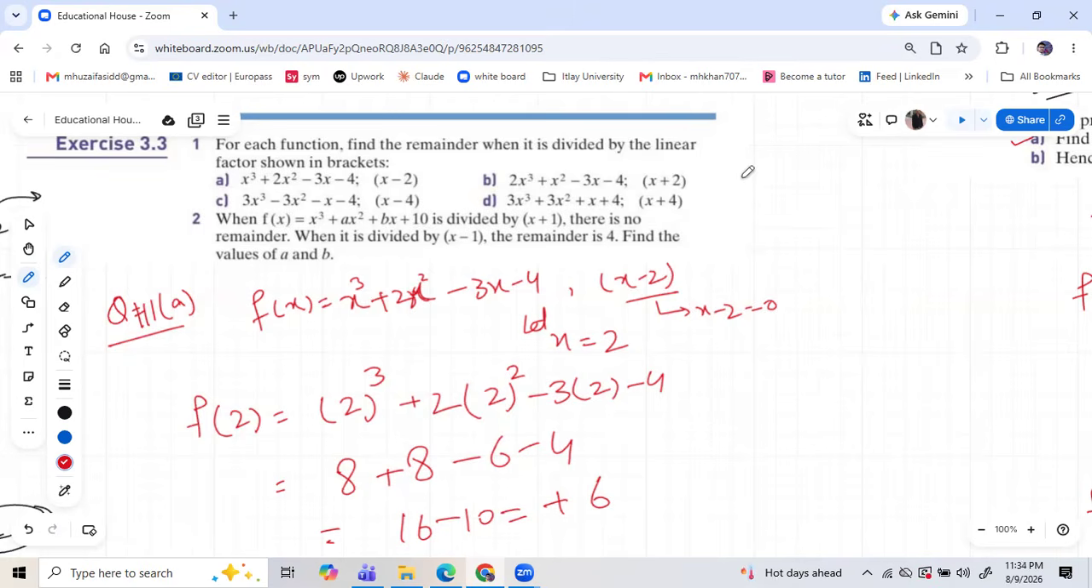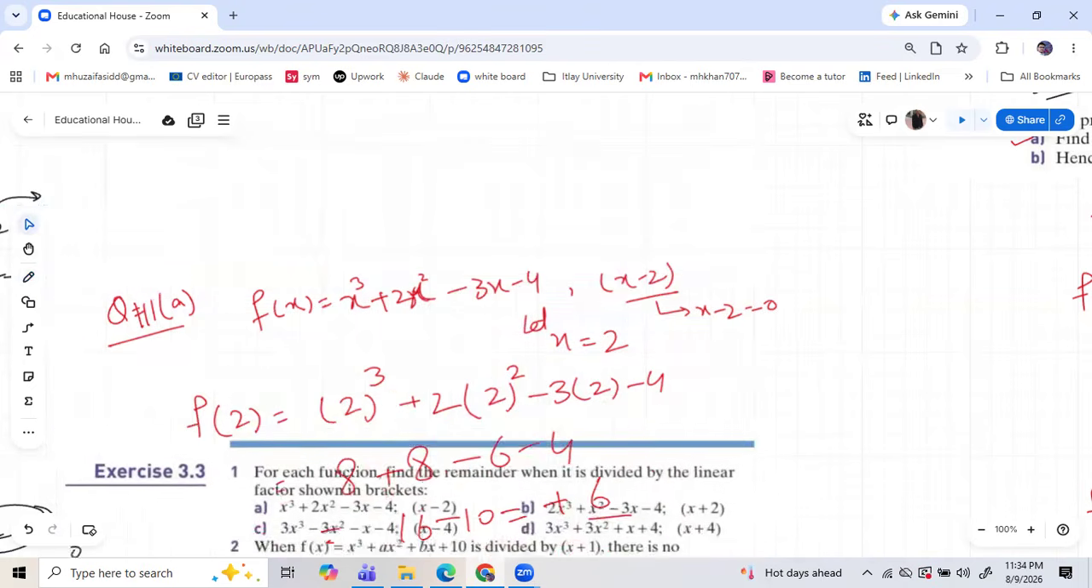Okay, and the same for this part, and the same for this part. But I'm moving to our second problem.